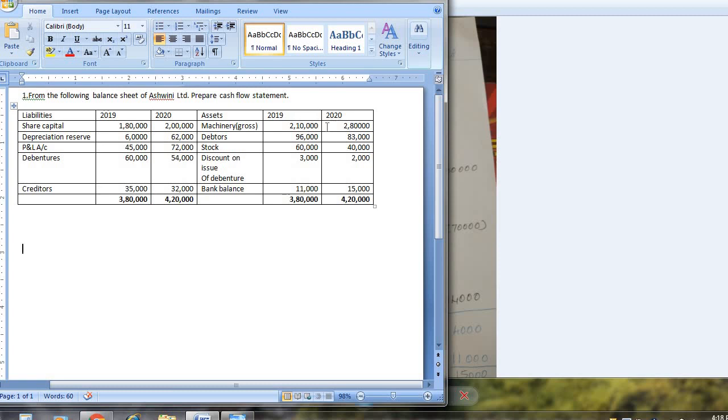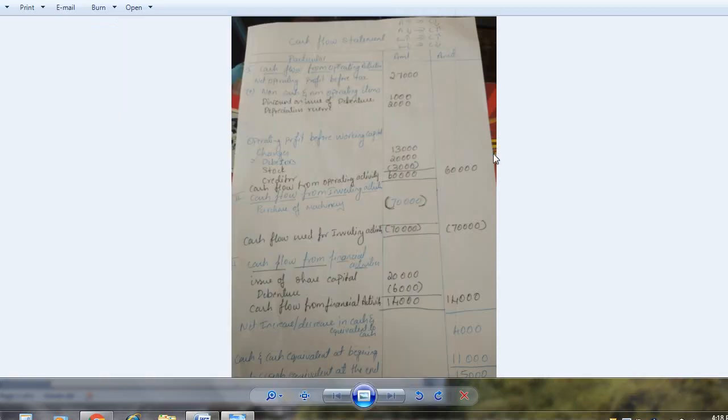So how much? What is the difference? 70,000. So you have to take 70,000. Why in bracket? Because cash is going out. So that comes under investing activity. Investment means investment made or investment received on fixed asset. Sale of an asset or purchase of an asset will come under investing activity. Any income on those things also will come here.